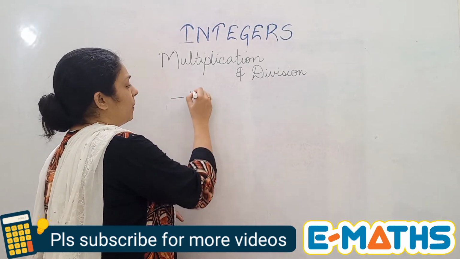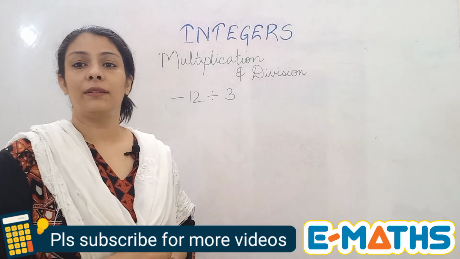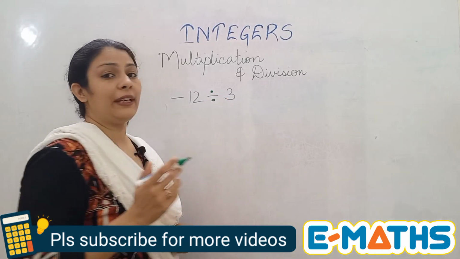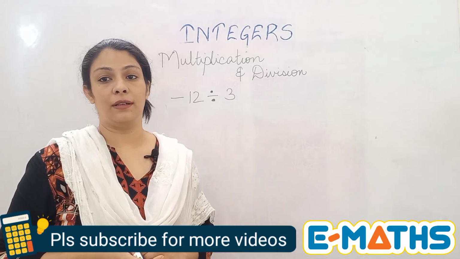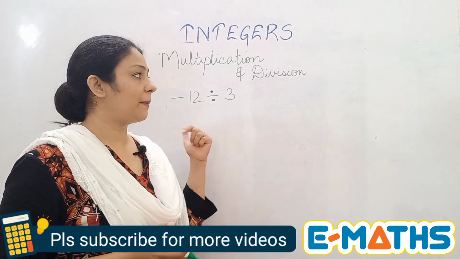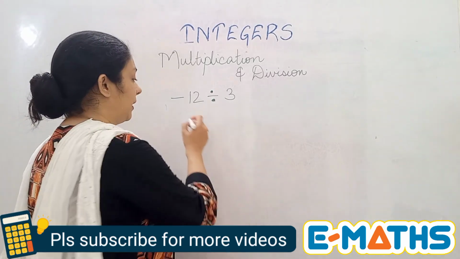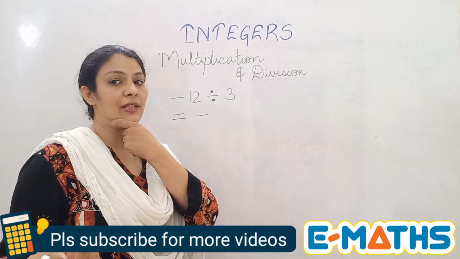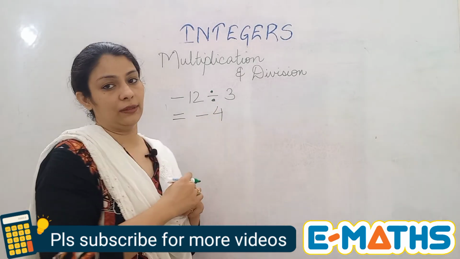If it is minus 12 divided by 3. As I told you, in case of division and multiplication, we do not see which number is bigger. We just see how many times the sign is coming. If it is coming one time, that means your answer is going to be negative. So just put a minus sign beforehand. Before solving the numbers, just put a minus sign. Now you can divide the two numbers and you will get a 4 here.